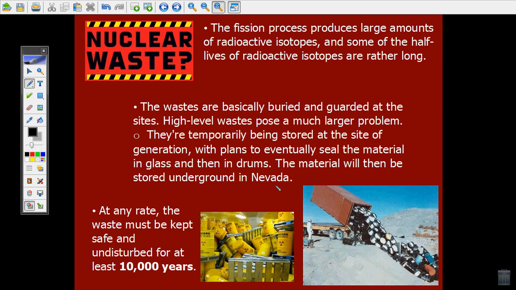So when you have fission, it produces a large amount of radioactive isotopes. And some of the isotopes have long half-lives. That means they decay very slowly. So what we do is we have to bury the waste. We put them in these drums and we bury them in the ground, usually at a storage site. And they have to be kept undisturbed for at least 10,000 years. It's that volatile.